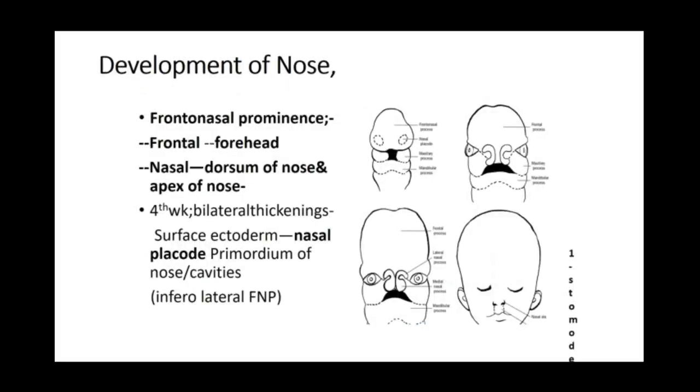Automatically, doing the face, we have done the development of the nose, the frontonasal prominence. The frontal one gives rise to the forehead, the nasal dorsum of the nose, and the apex of the nose. That is all contributed by the frontonasal prominence.